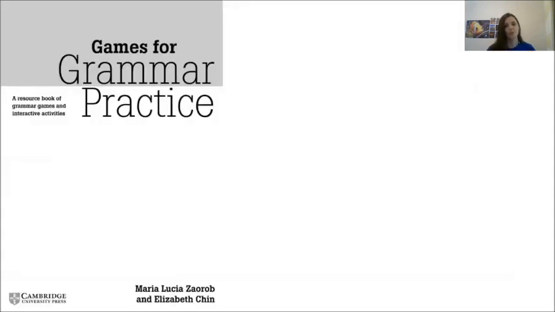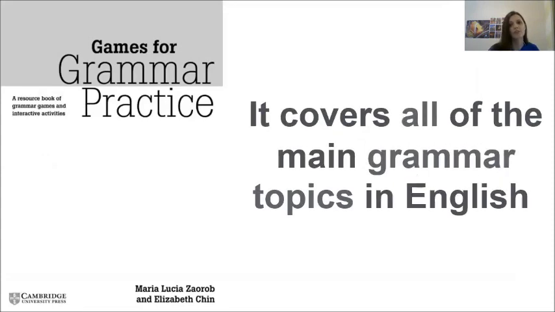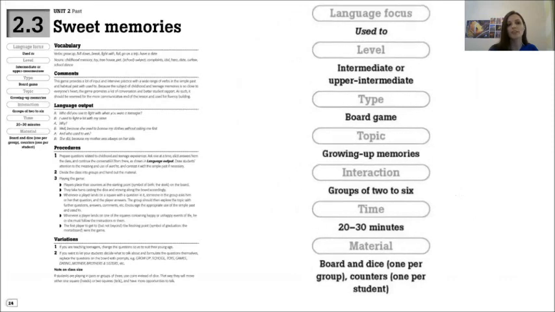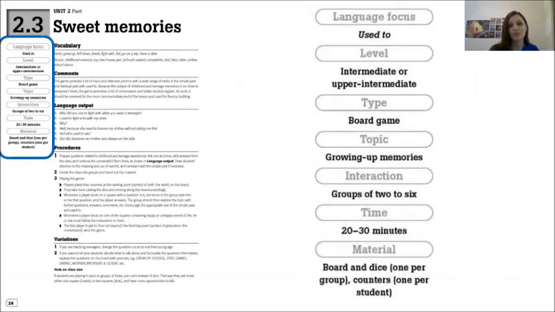Now let's jump to another book, Games for Grammar Practice. This book covers all of the main grammar topics in English. Let's take a look at this example, Sweet Memories from Unit 2, which focuses on the past simple. As you can see on the left side of this page, there is an introduction. And here we can see the structure we are going to focus on. Yes, it means used to. We are going to implement used to.